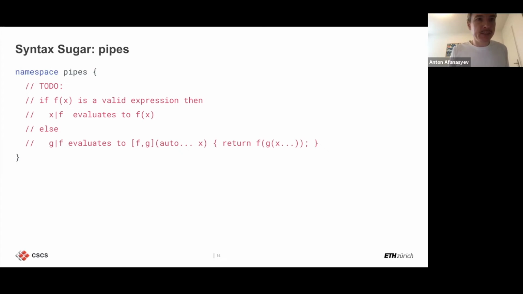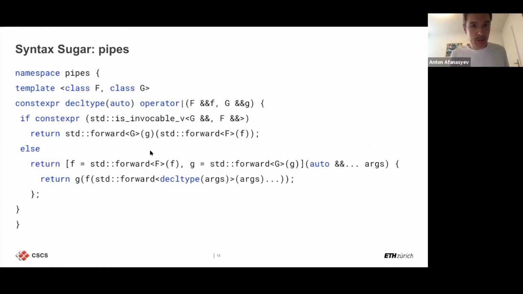This is the plan for how we want to implement it in C++. So what should the pipe operator do? If f from x is a valid expression, we want to evaluate it just for f and x, and otherwise we want to do function composition. Well, here is the implementation of our plan.